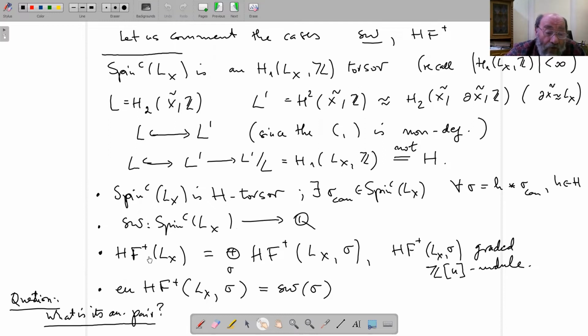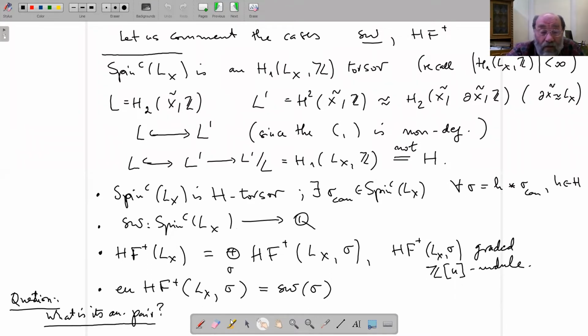For the Heegaard Floer, here I choose the plus version because that will fit with our lattice cohomology. Actually, it's multi-graded. The first grading is a direct sum corresponding to the spin C structure. So each spin C structure provides an HF plus associated with the link and the spin C structure. And each term HF plus of sigma is Z-graded and a Z[U]-module, so it has a very rich structure. I have a Z-grading and also a U action. The degree of U is -2.